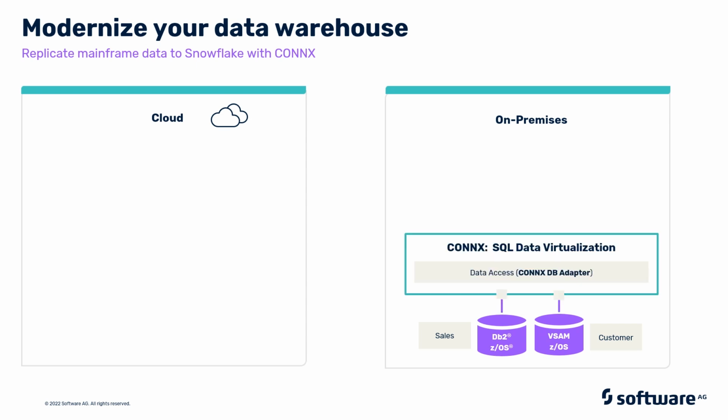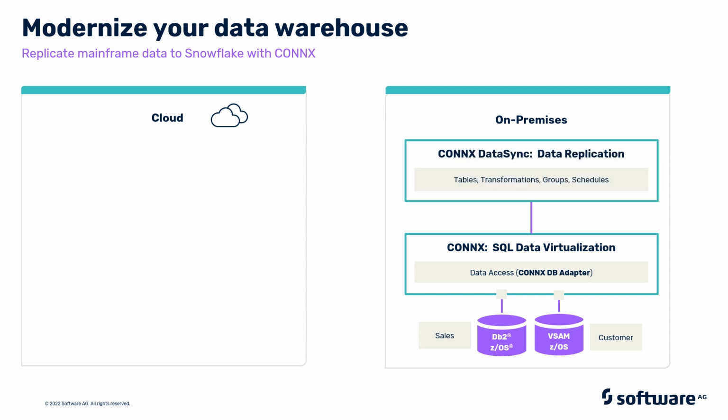CONNX allows you to access more than 150 data sources with its DB adapters, including DB2 and VSAM, and create a virtual view on all data to access it with standard SQL statements. CONNX DataSync, on top of SQL data access, is able to replicate your data to the same amount of data targets. You can select tables or create transformations for your data for replication. You can group tables into units and then set up schedules for repetitive and timed replication.